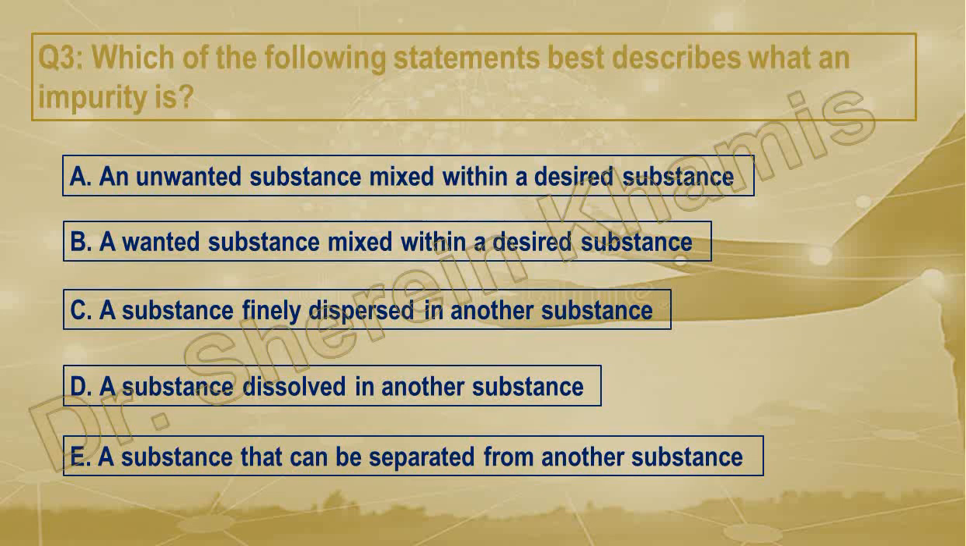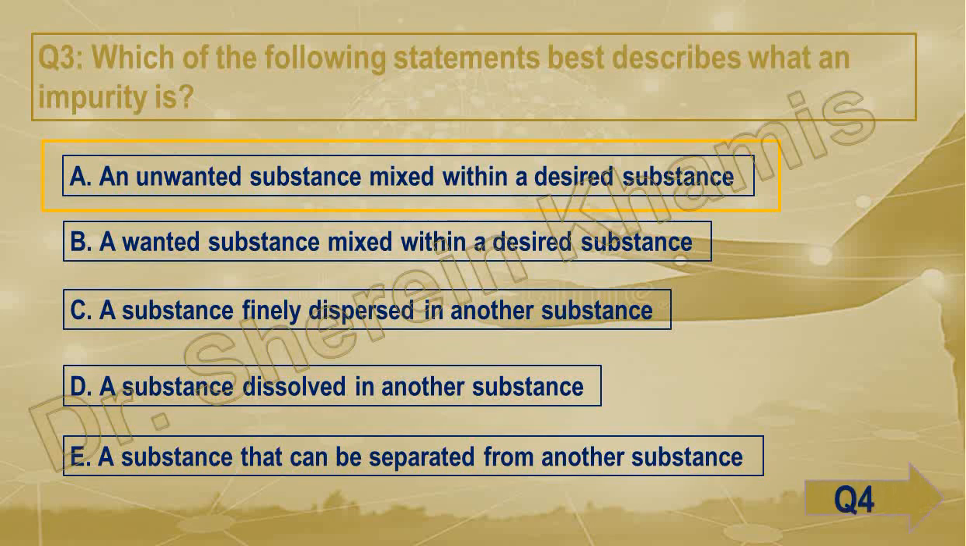Here we have many choices. An impurity means a substance that we didn't want mixed with another one that we want. So the right answer will be A, an unwanted substance mixed with a desired or wanted substance. I think we must concentrate when reading many statements with the same meaning to solve it. Okay, we are going to question number 5.